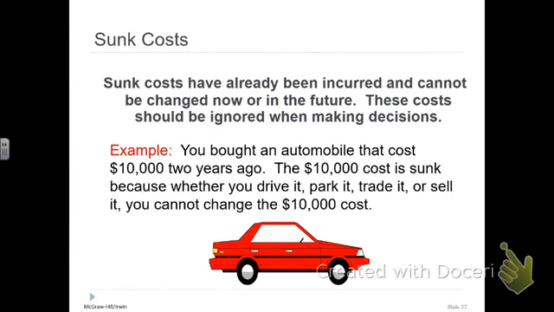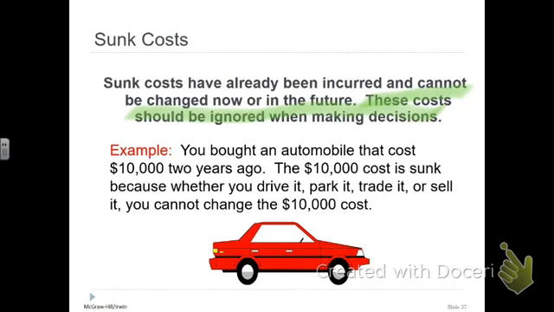And finally, there are sunk costs. Sunk costs are costs that have already been incurred, and no matter what we do, these costs cannot be changed. And notice what it says, and for some of us it's really hard to do this, but those costs should be ignored when making decisions. We have to consider the opportunity costs. We have to consider some of the other costs. Sunk costs, however, should be ignored.